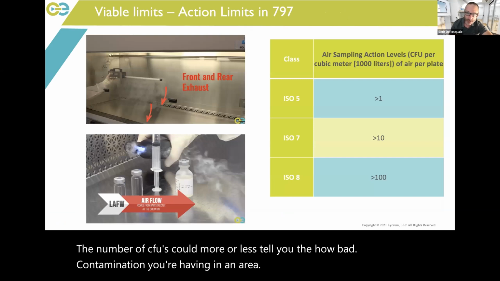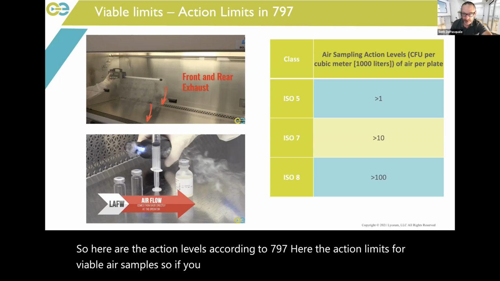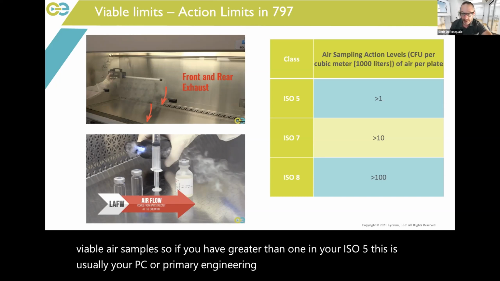So here are the action levels. According to 797, here are the action limits for viable air samples. If you have greater than 1 in your ISO 5, this is usually your PEC, your primary engineering control, you're going to want to investigate that.